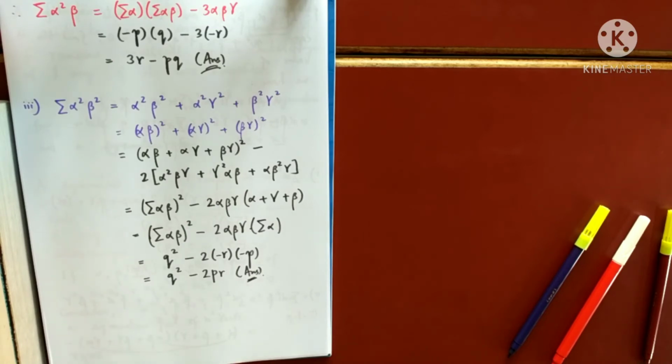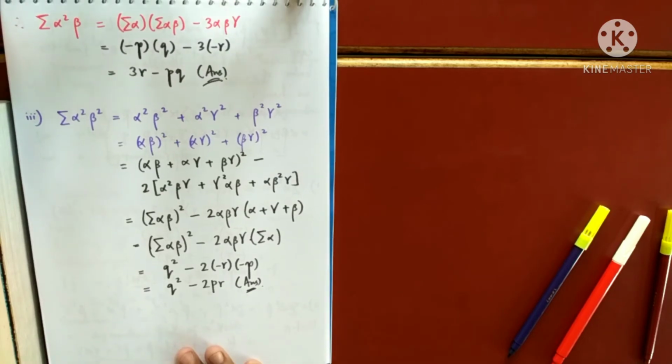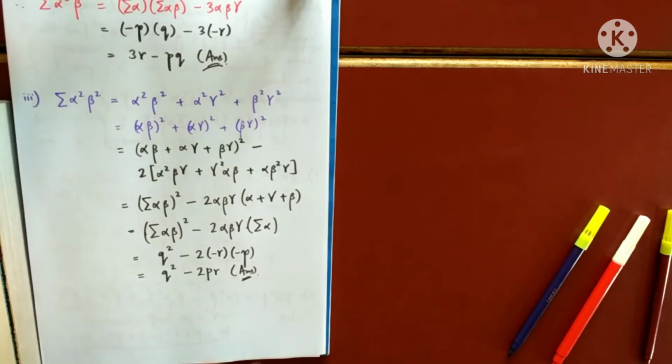So this was number 3. I haven't done summation alpha cube. The reason being that will become too complicated. Better we will apply Newton's theorem to find alpha, summation alpha cube, alpha to the power 4 and so on. Okay. So these are the values that I have got.